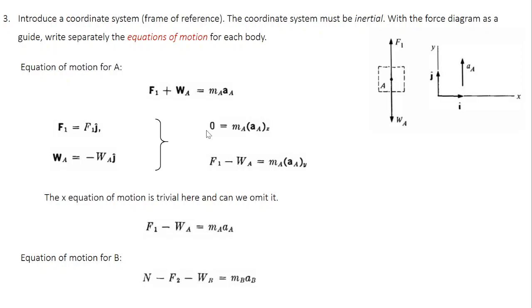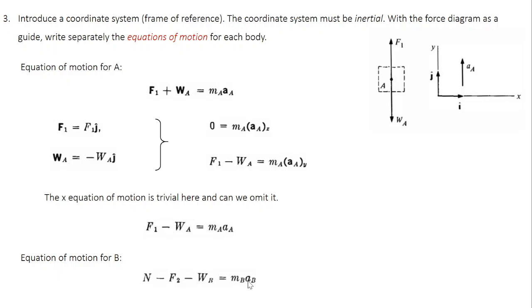The first equation is trivial because the left hand side is 0. There is no force acting on it. So you are not going to get any insights about this motion. So you can just omit it and focus only on the vertical direction. So since we are now talking only about the vertical direction, you don't have to mention y explicitly. So I can write F1 minus WA equal to MA AA.